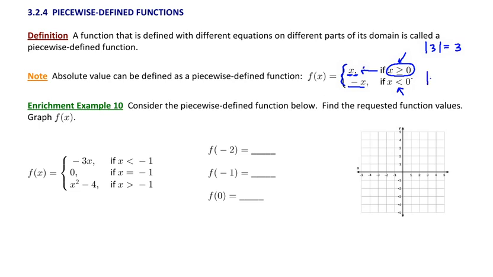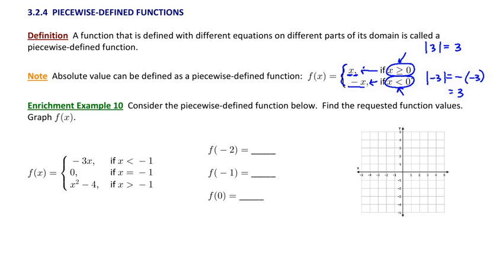But if we find the absolute value of negative 3, notice the input here is negative, so that fits this description. Negative 3 is less than 0. Therefore, we use this part of the function rule. We have negative x, or the opposite of our input. Negative 3 gives us positive 3. That's what is in the programming of your calculator behind that absolute value function.